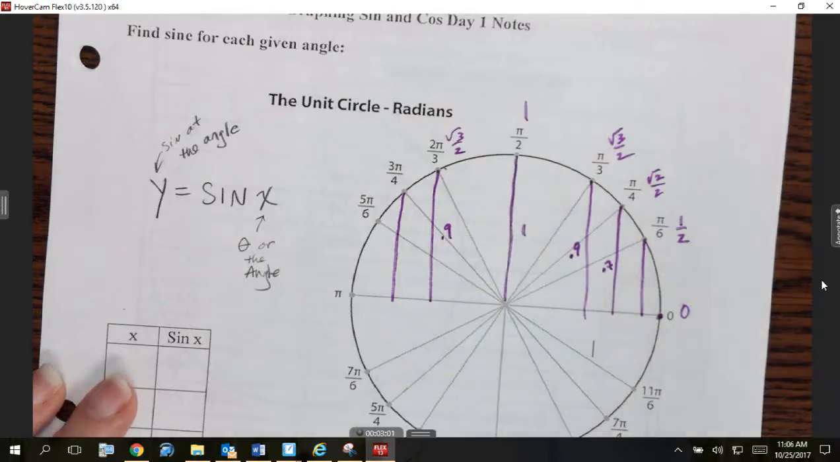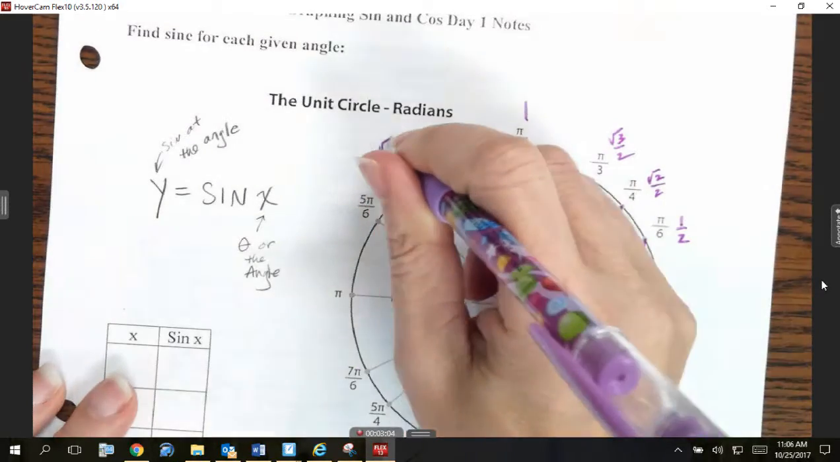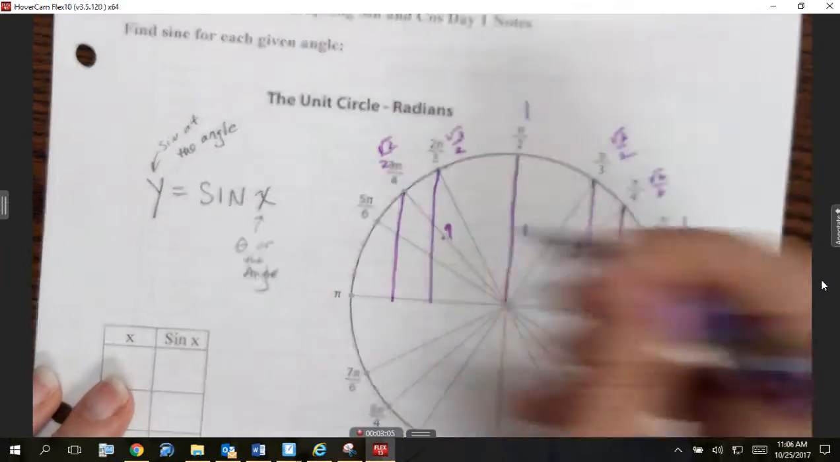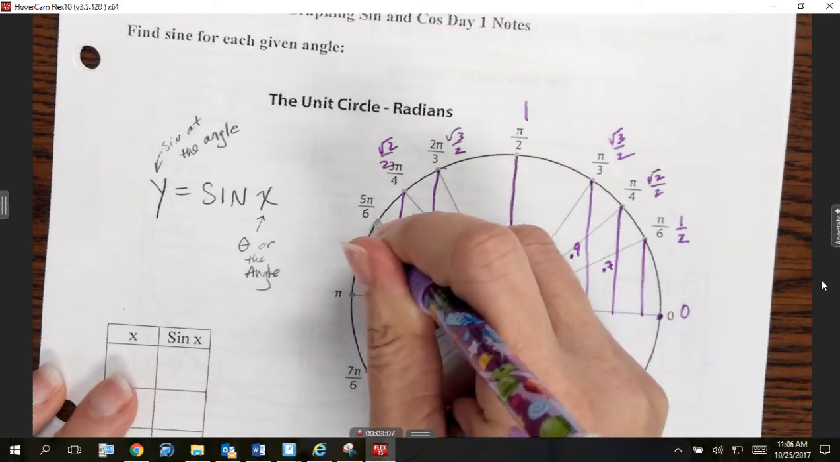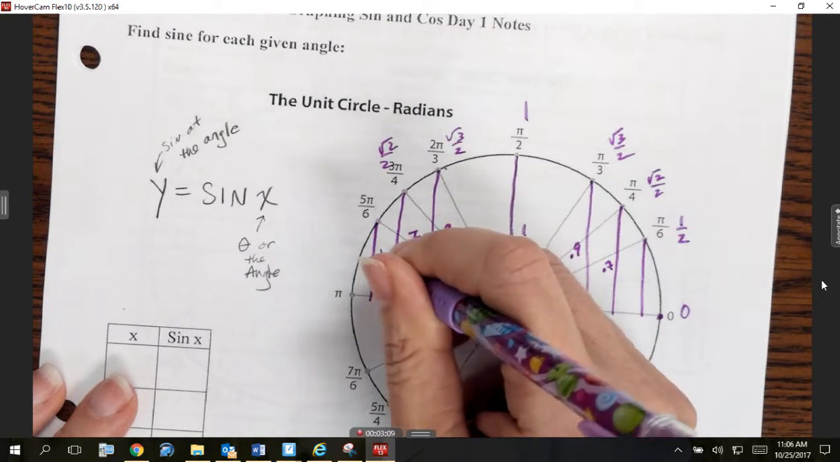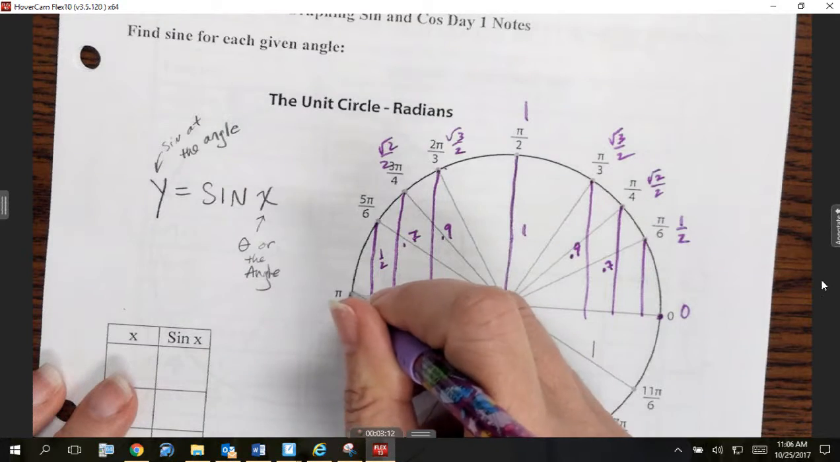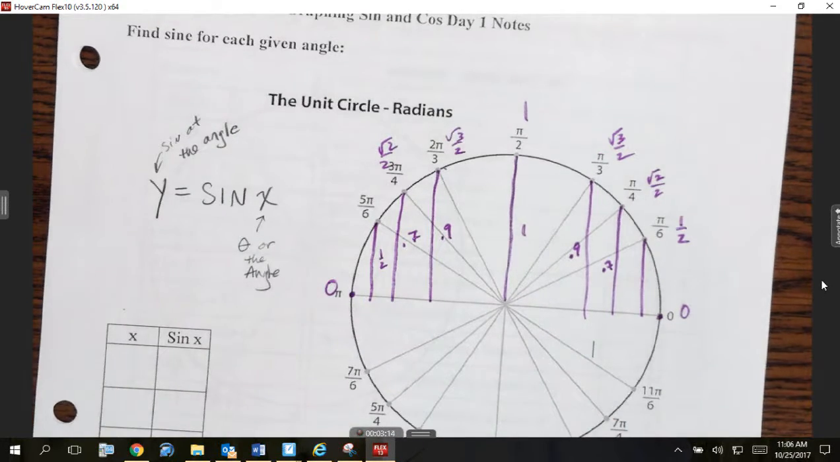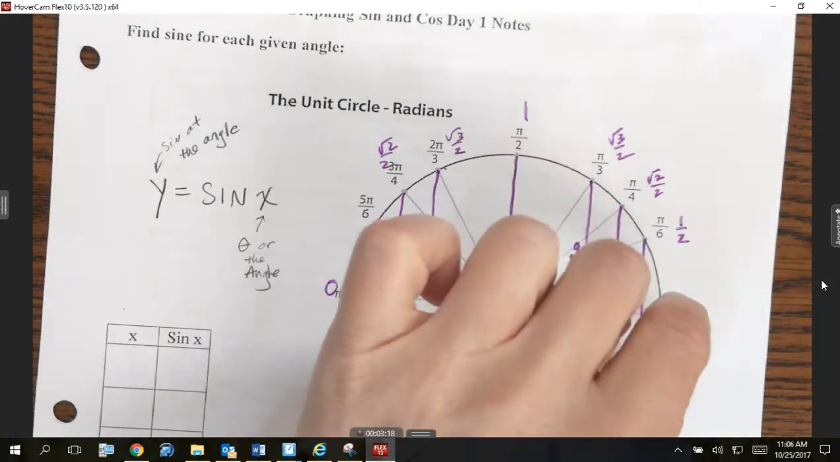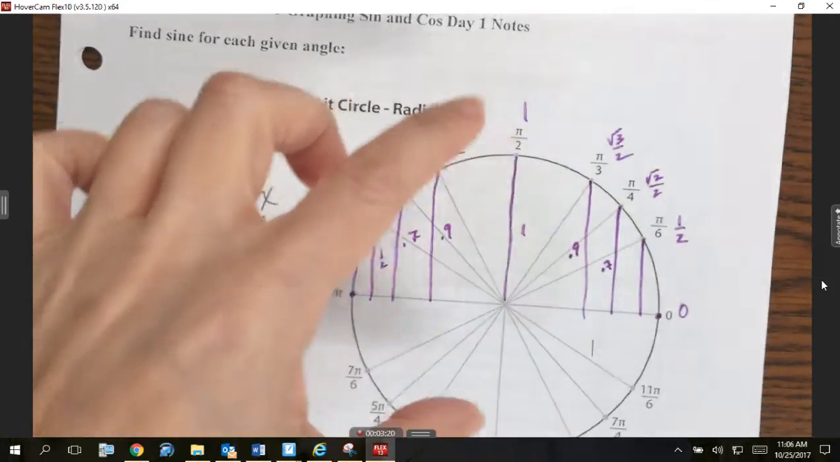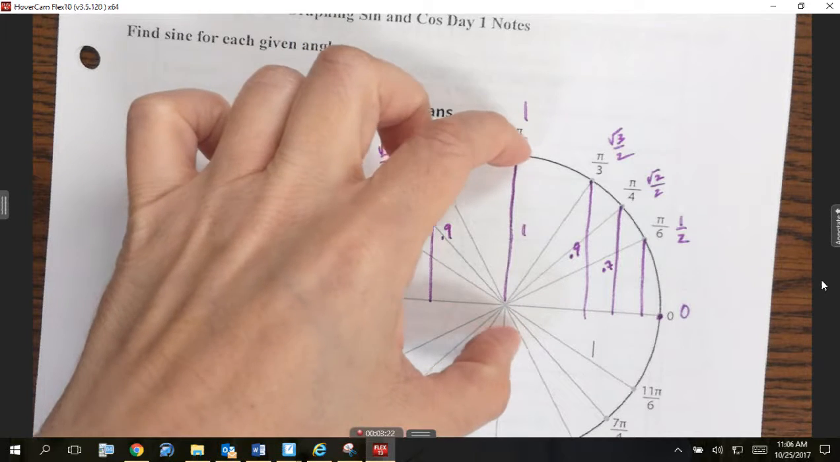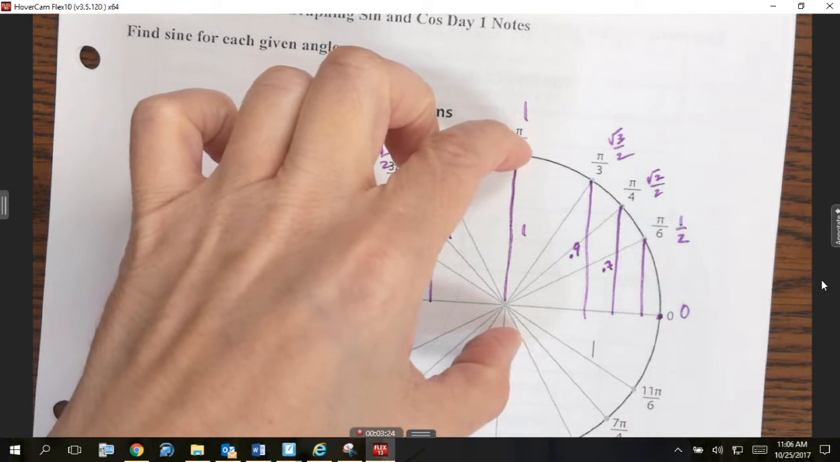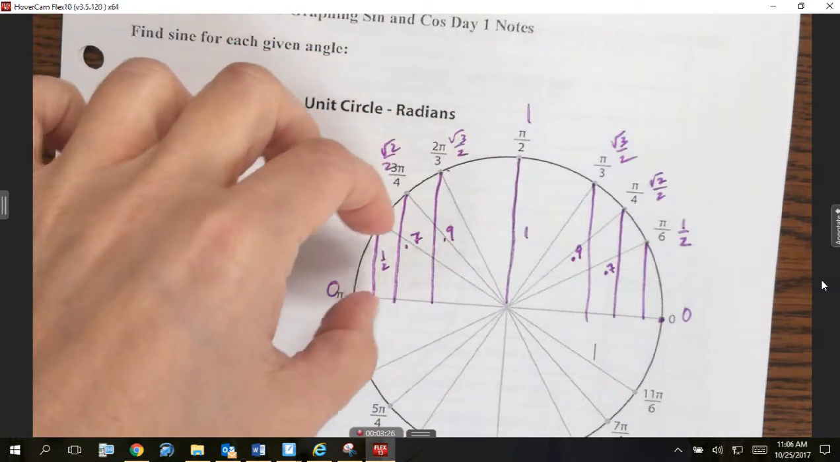And then the next one, 3 pi over 4, is radical 2 over 2, and that's about 0.7. Then we've got 5 pi over 6, that's a half. And then at pi, it's 0 again. So you can see that the y values starting at 0 are getting bigger all the way until we get to 1, which is our max. And then from there, they're getting smaller.